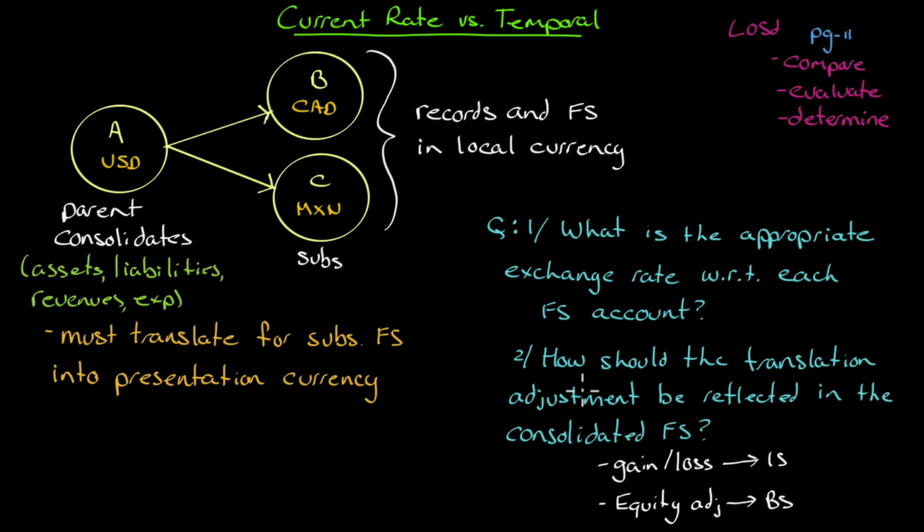What do you do with that thing? Is it a gain or loss on the income statement, like we saw with foreign currency transactions? Or is it an equity adjustment on the balance sheet, like we would treat it as if it were other comprehensive income? We're going to see that the two answers are correct depending on how we translate it, and we have two broad ways of translating those balance sheets.